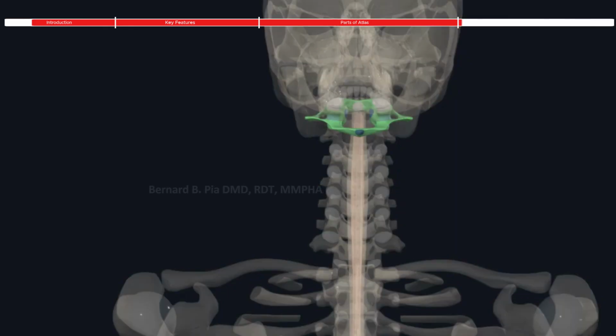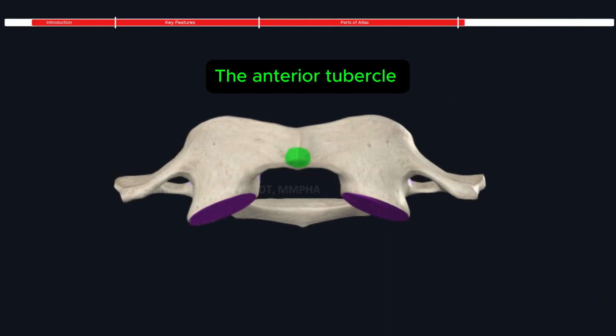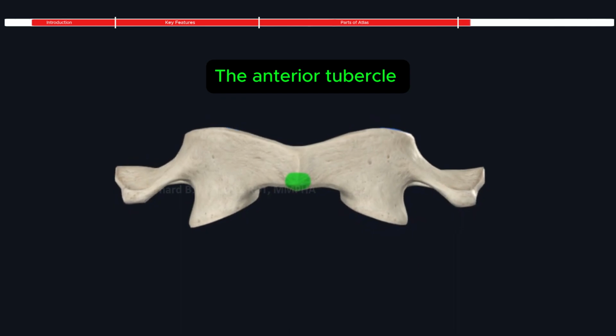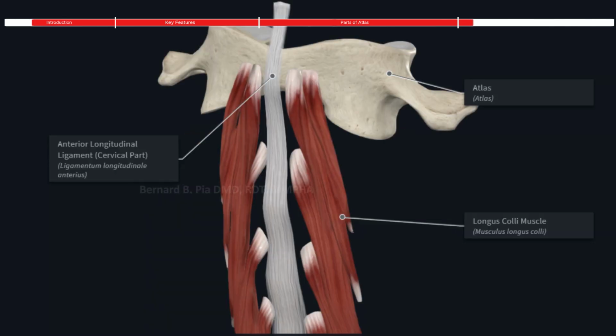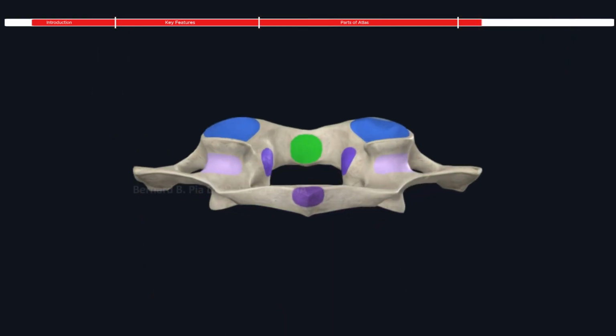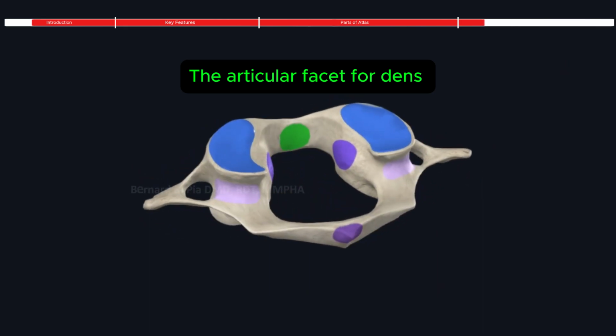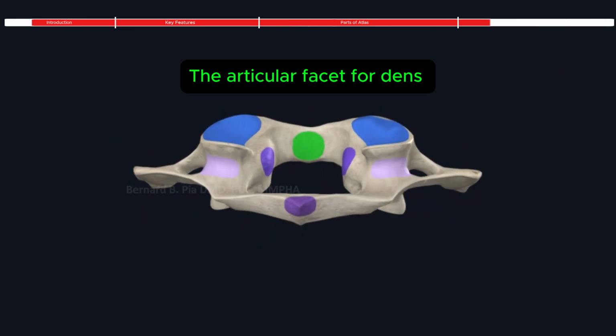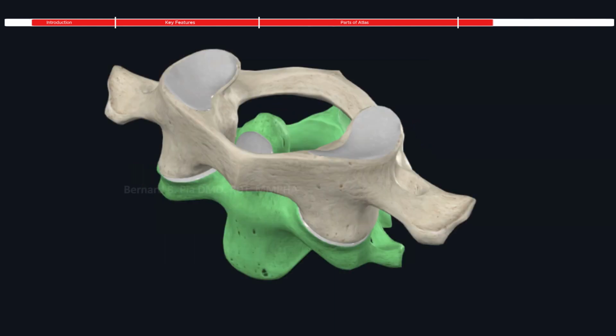Landmarks of atlas. 1. The anterior tubercle is the rough, small prominence found along the midline on the anterior aspect of the anterior arch of atlas, first cervical vertebra. It provides an attachment site for the anterior longitudinal ligament. 2. The articular facet for dens is the concave, oval, posteriorly facing articular area found along the posterior aspect of the anterior arch of atlas, first cervical vertebra. It articulates with the anterior articular facet of the dens of the axis, forming the median atlantoaxial joint.